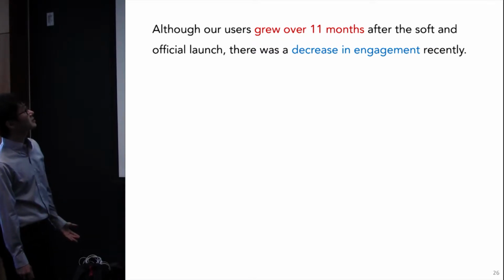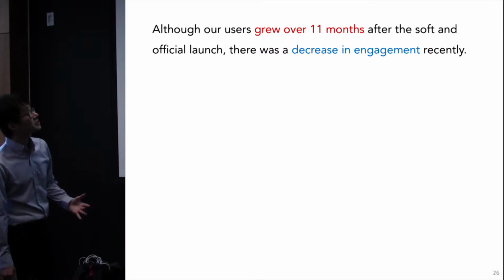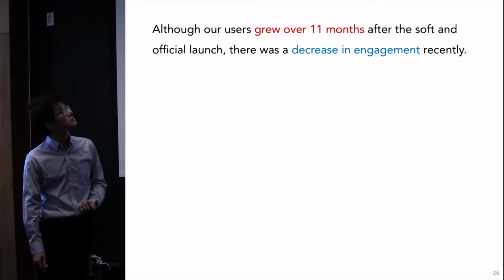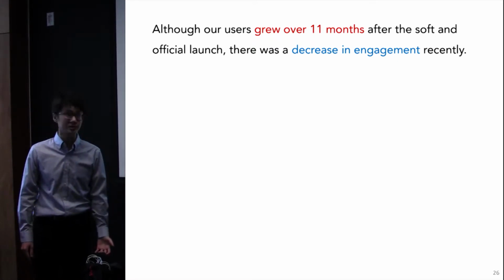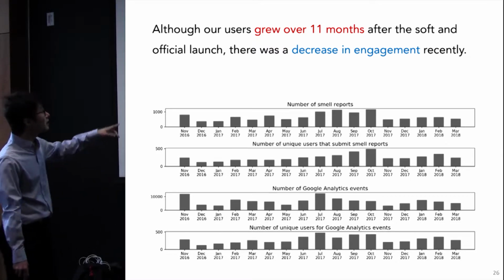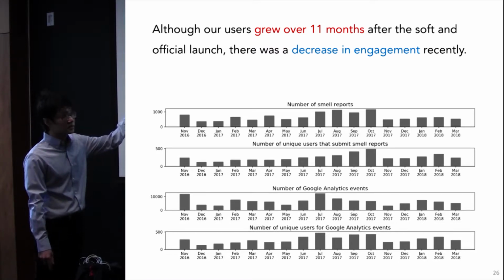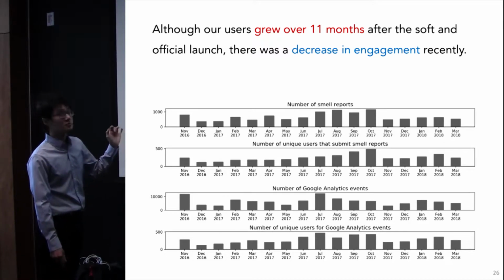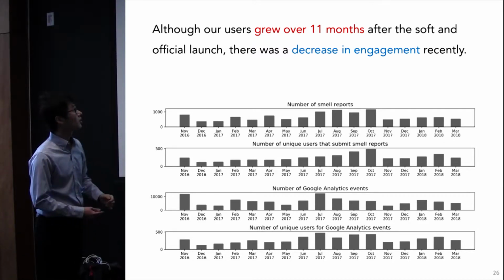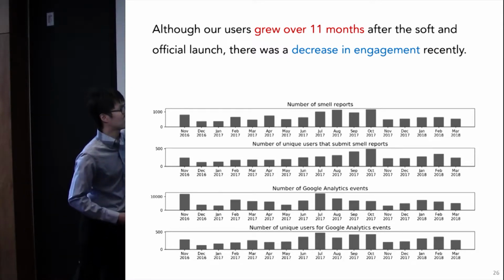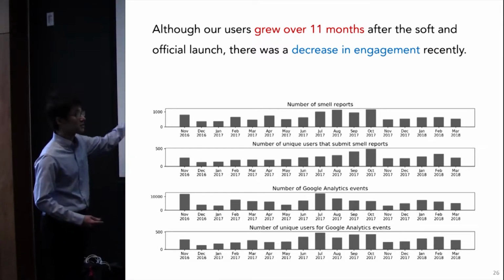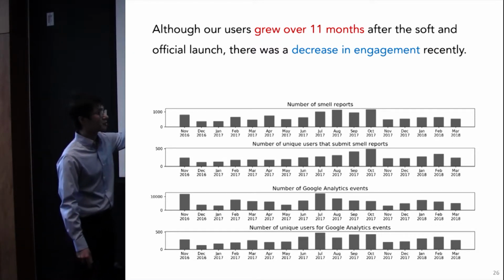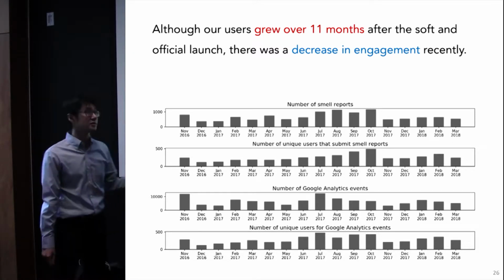The second finding is that although our users grew over 11 months after the soft and official launch, there was a decrease in engagement recently. When we look at the data, the x-axis indicates the time. I am computing the number of smell reports for each month and plotting them across the time axis. The y-axis means the numbers. So I'm plotting the number of smell reports, number of events, and also the number of unique users.